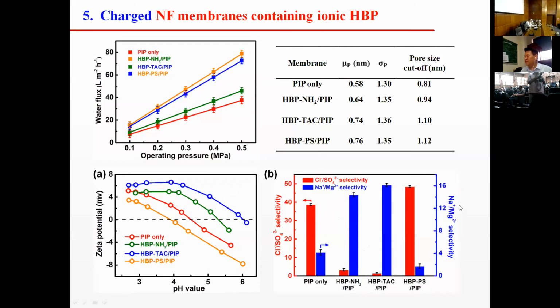This is the separation property of the different salts for the hyperbranched polymer containing nanofiltration membrane. This property is similar to that of the PAMAM monomers. So this result suggests we can use hyperbranched polymer to prepare charged nanofiltration membranes, and this hyperbranched nanoparticle can be prepared very easily on a large scale. We can use HB hyperbranched polymer to prepare novel property nanofiltration membranes, especially for ion separation and salt separation.